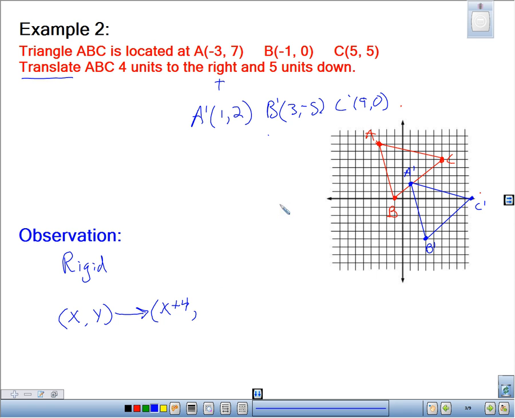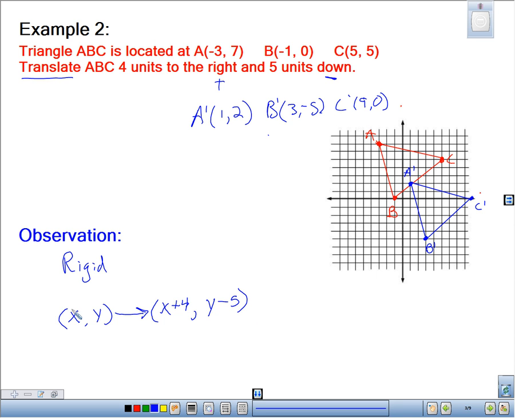Well, let's talk about the Y's. How did those change? Well, I went from 7 in A to 2 in A prime, 0 in B, to a -5 in B prime. And if we look at it in words, we went down 5 units. Down meaning subtraction. So if I took 5 here and subtracted 5 units, of course I'm at 0. So I'd write that out as Y and then -5.